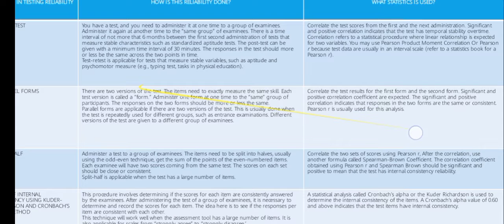Correlate the test scores from the first and the next administration. A significant and positive correlation indicates that the test has temporal stability over time. Correlation refers to a statistical procedure where a linear relationship is expected for two variables. You may use the Pearson product moment correlation, or Pearson r, because test data are usually in an interval scale, referred to as the statistic for Pearson r.